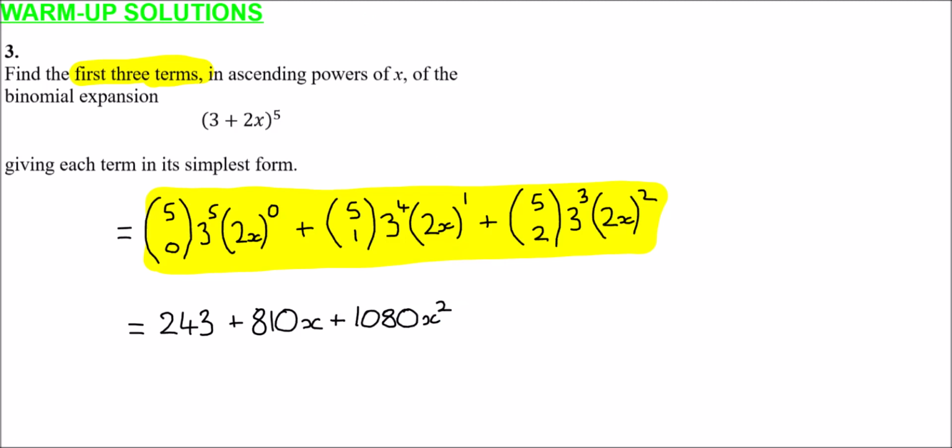And that's the required solution. Those are the first 3 terms in ascending powers of x increasing. X to the 0, non-existent, x to the 1, x to the 2.